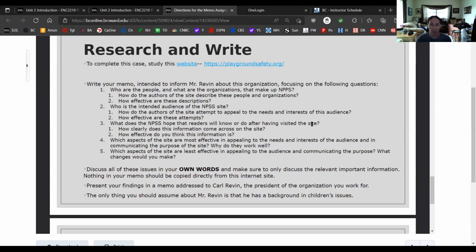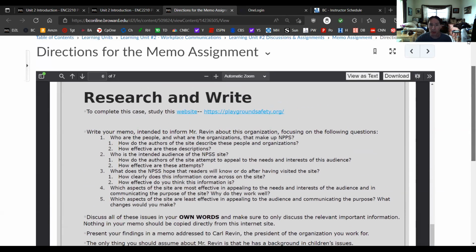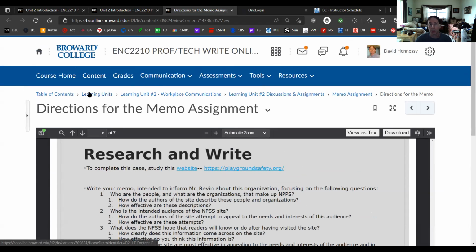You're going to be looking at this website, learning from it, and writing an effective memo about the contents of that site. So please make sure as part of this unit that you fully read the lessons that are involved and carefully review the actual instructions for the memo assignment itself.